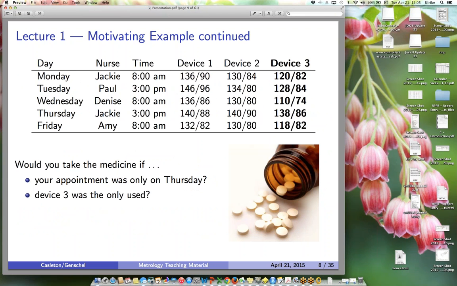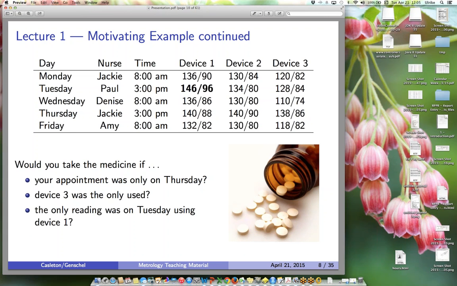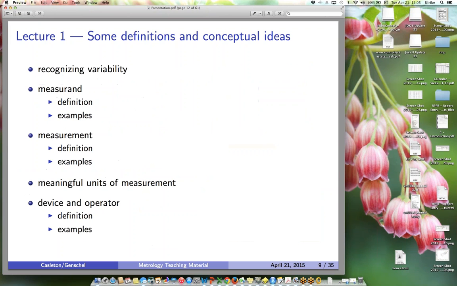If only device three was used, they may think their blood pressure was fine. Or if only the one high reading on Tuesday was used, they may consider starting to take the pills. We then ask a hopefully hypothetical question: why aren't all the numbers the same? Because it should be obvious that the time of day, the device, and the nurse all affect what the value of the blood pressure is.